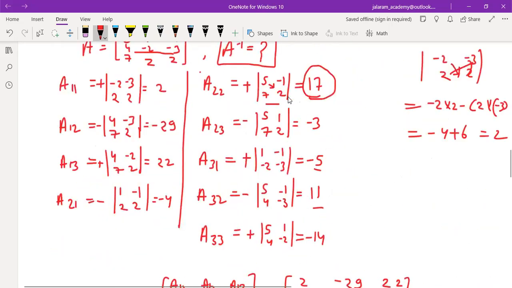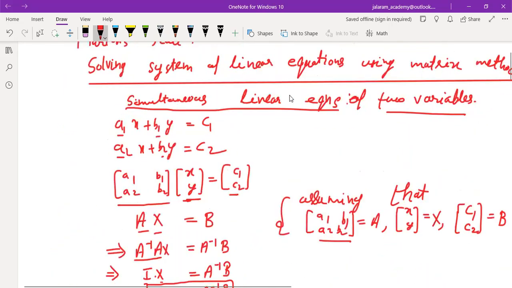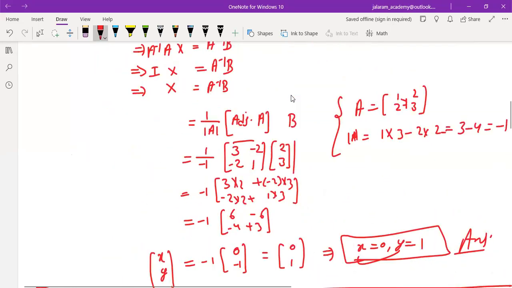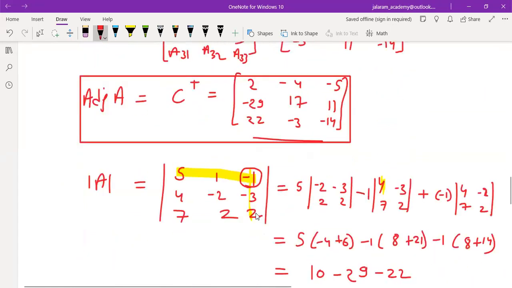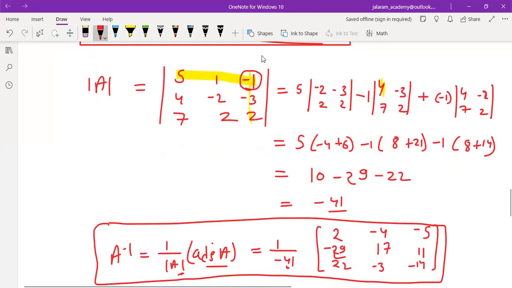So this is the method how we can solve simultaneous linear equations of 3 variables and 2 variables using the matrix method. Okay, hope you all must have understood. So practice them and continue to ask your doubts in comments.